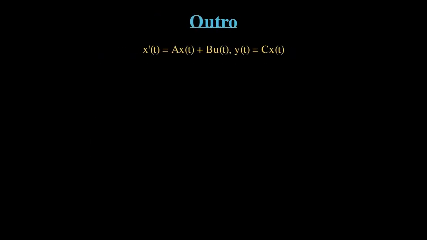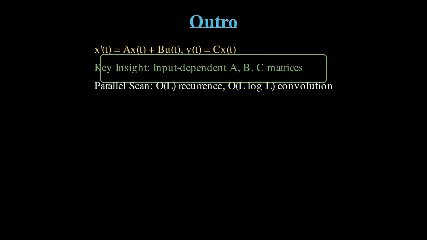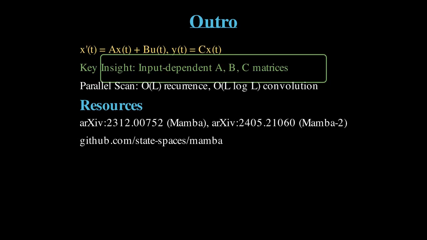We went from continuous SSMs and ZOH discretization through S4's HiPPO initialization to the key insight, the selective scan mechanism. We saw how the parallel scan makes it efficient on modern hardware. For a deeper dive, check the original paper, the new Mamba 2 paper, and the official GitHub.